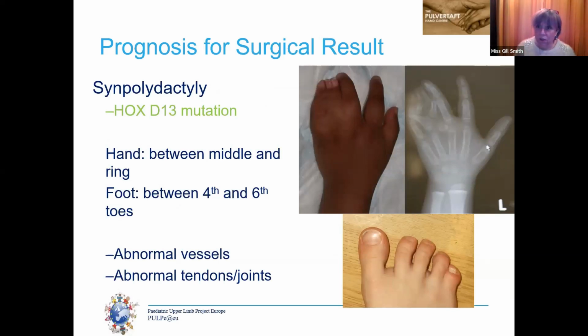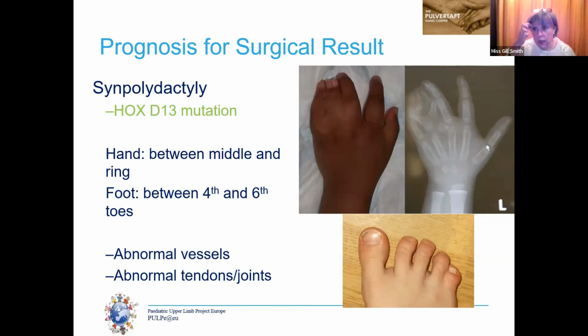Another group that you've got to think about who don't have other problems, but will cause you problems as a surgeon, are the synpolydactylies. And these are due to a HOXD13 mutation. And on the hand, you'll usually get an extra digit between the middle and ring fingers, and on the foot between the 4th and 5th toes. And the foot isn't too difficult, but a hand is a complete nightmare. And usually the vessels are abnormal here. In fact, they can be very abnormal with just one vessel for 3 fingers.